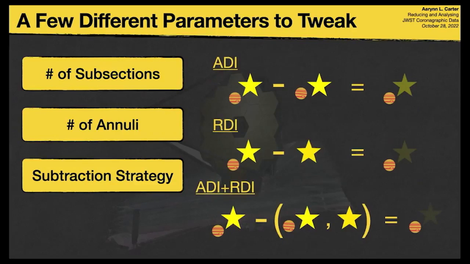You can tweak the subtraction strategy, like I said. So you have ADI, where you rotate the target and you just subtract that away to try and recover the planet. You have RDI, where you just subtract this reference observation to recover the planet. And then you have ADI plus RDI, where you create some combination of the rolled observation and the reference observation, and you subtract that combination away to leave you just behind the planet.